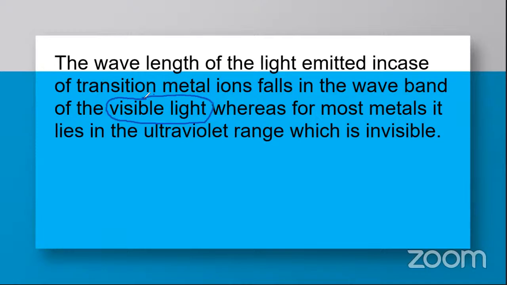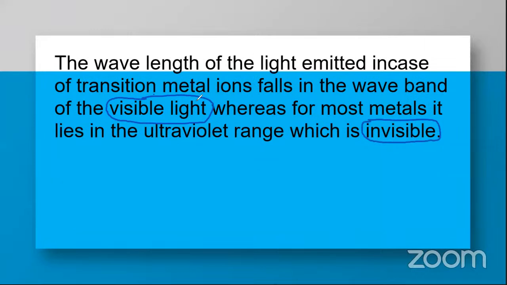And the visible light wave band has different colors. Whereas for most metals, it lies in the ultraviolet range, which is invisible. So that's why we say that some metals are colorless, because the light being emitted, we can't see it. So we conclude and say they are colorless. But in the real sense, they are not. But because we can't see the light, we say they are colorless. So this is what causes the transition elements or transition ions to have different colors.